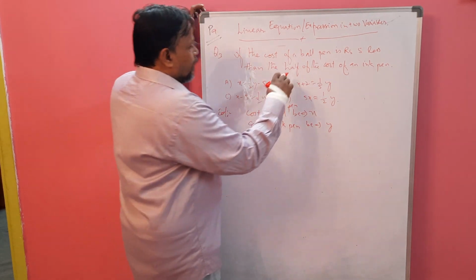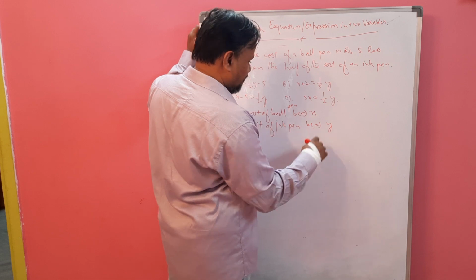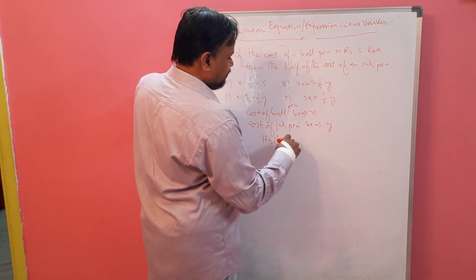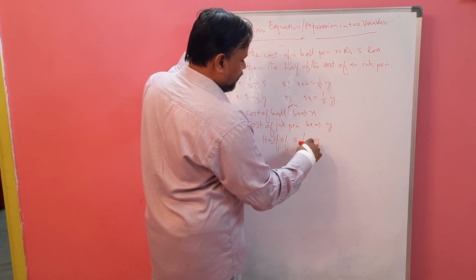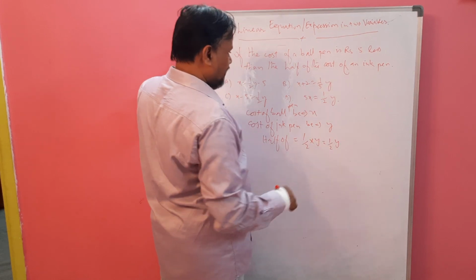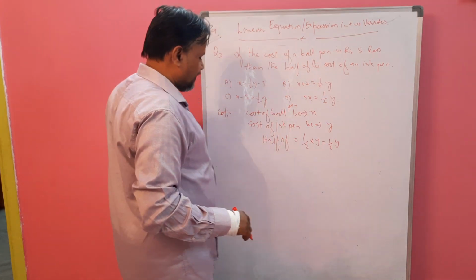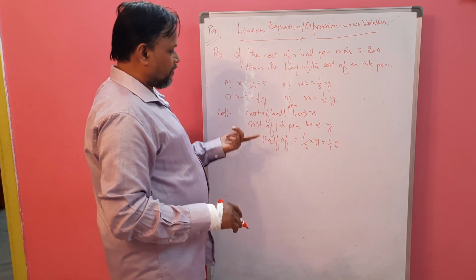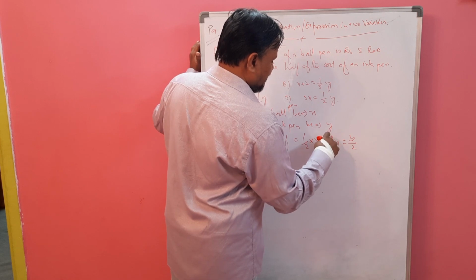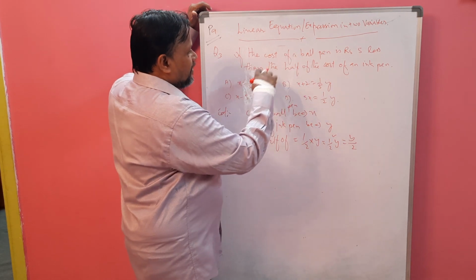Now half of the cost of the ink pen, ink pen is y, half we have to take. That means half into y. This is 1/2 y or y by 2. We have to write this. Okay? Why? Because here also, here also. So we can write like this only. y by 2 or 1/2 of y is the same. So we have to put it like this. Okay? Now frame the equation.